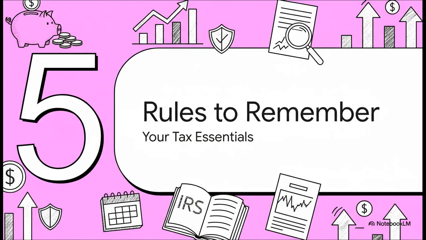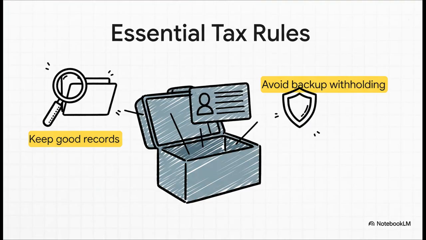Finally, to make sure you navigate your taxes successfully every single year, let's go over a few essential rules from the guide that you absolutely cannot forget. Think of this as your hero's toolkit. Rule number 1, keep good records of everything: what you bought, when you bought it, how much you paid. Rule number 2, always provide your taxpayer ID number to banks or brokers. And rule number 3, understand backup withholding because you really want to avoid it.